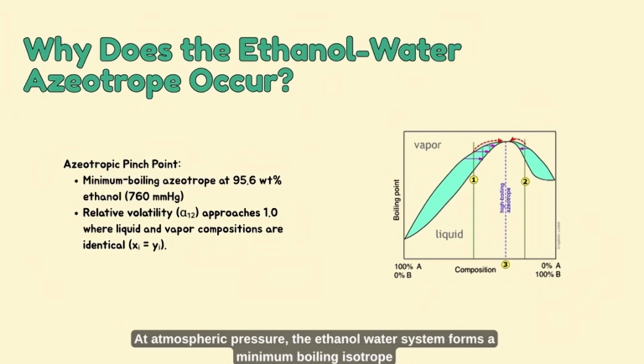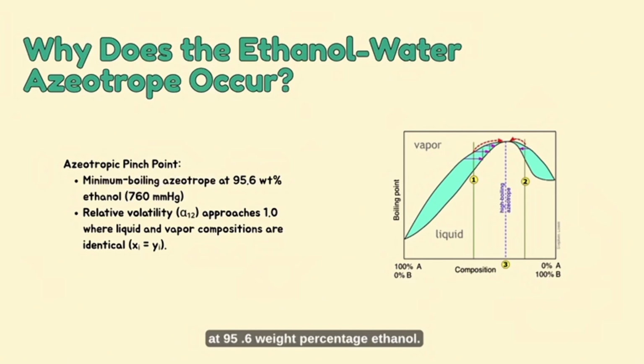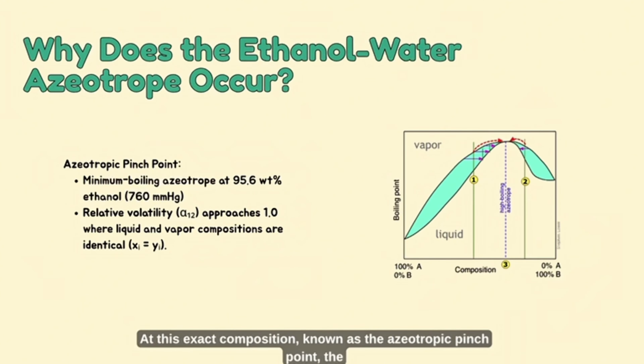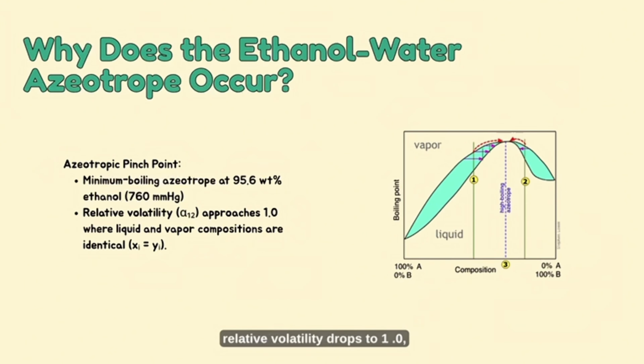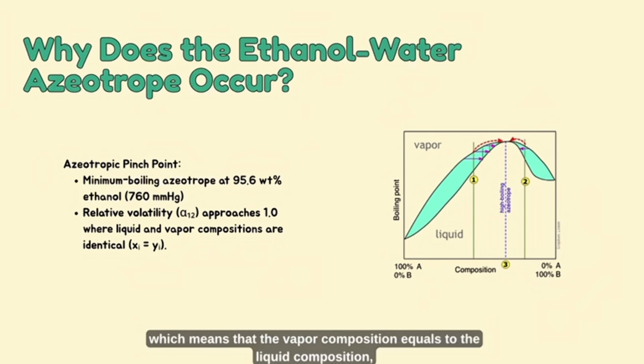At atmospheric pressure, the ethanol water system forms a minimum boiling azeotrope at 95.6 weight percentage ethanol. At this exact composition, known as the azeotropic pinch point, the relative volatility drops to 1.0, which means that the vapor composition equals the liquid composition, making further separation by standard distillation physically impossible.